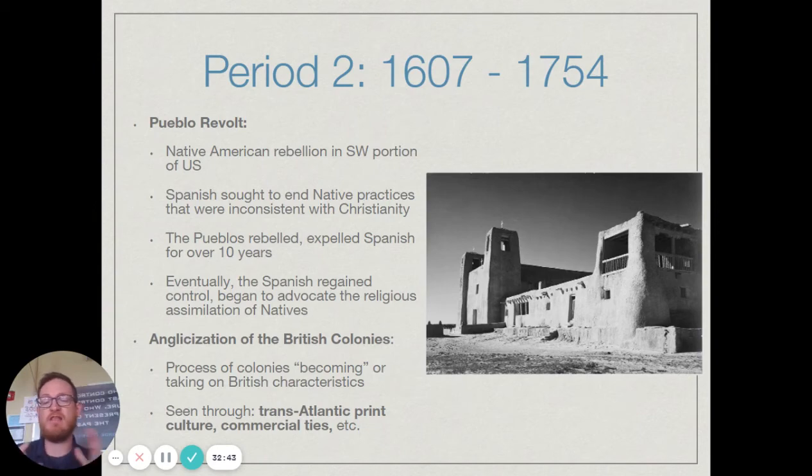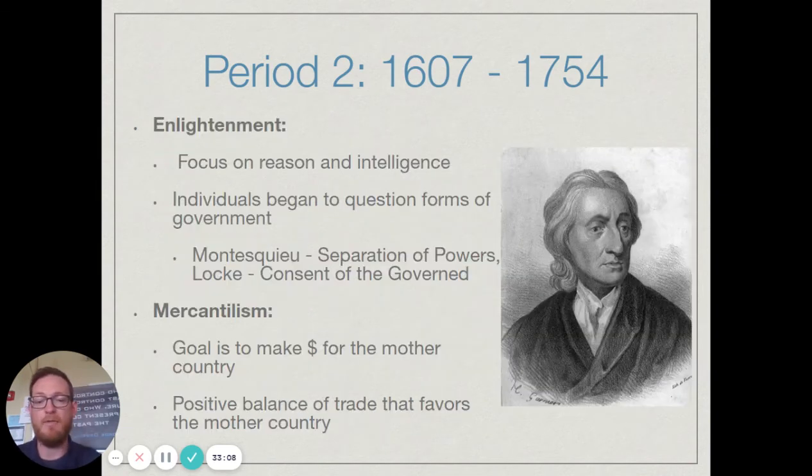Now, you will see that there are still a lot of strong commercial ties. You will see writings between the two sides, texts, books, that kind of thing. But again, a separation grows despite this Anglicanization of the British colonies, where a distinctly American society forms. And again, that varies based on where you go in the colonies during this time.